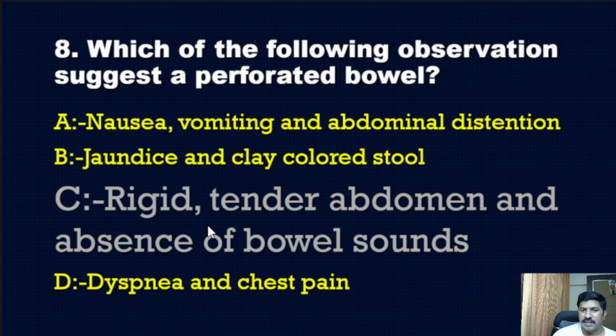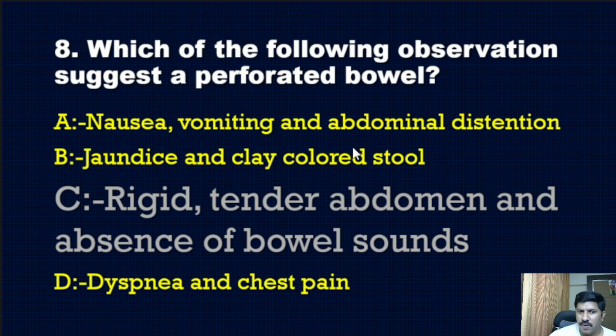So these are the main signs and symptoms of a perforated bowel. In some cases, fever also will be there. Nausea, vomiting, and abdominal distension are usually associated with paralytic ileus or any obstruction in the upper GI tract. Means if paralytic ileus is there, nausea, vomiting, abdominal distension will be there.